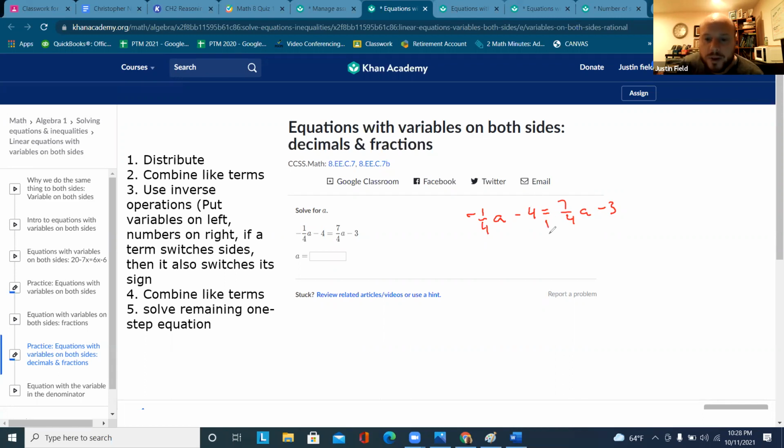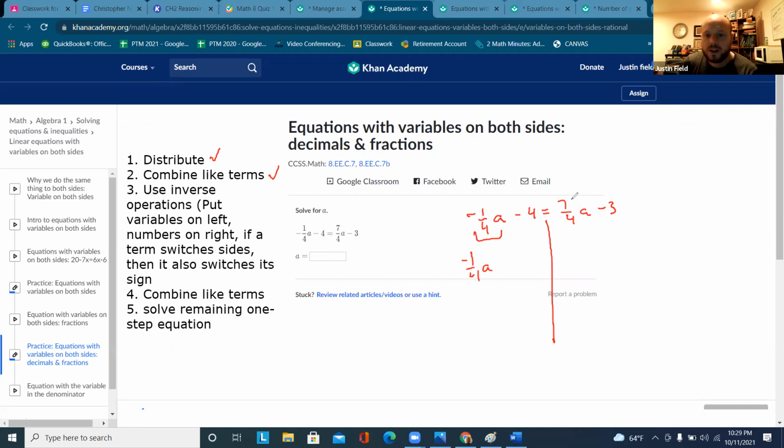-1/4 a minus 4 equals 7/4 a minus 3. So what we're going to do is draw a line there. Do we have like terms on either side? No. So I don't need to distribute, and I don't need to combine. I'm going to go to my inverse operations and put the variables on the left. This one is already on the left, so I'm just going to rewrite it.